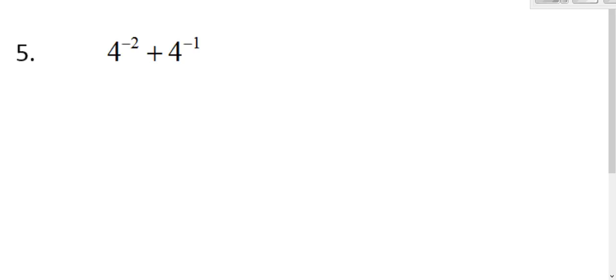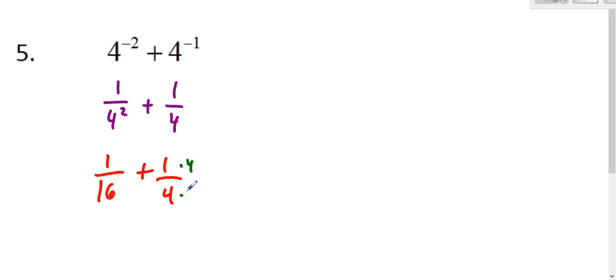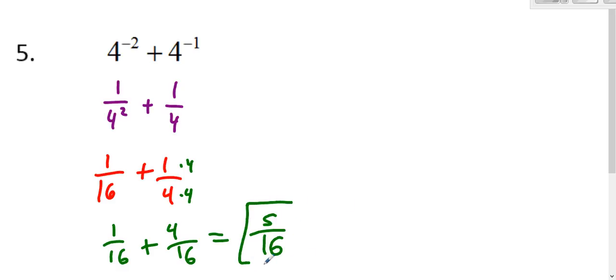This one's a little bit tricky, just the way it looks. But since it's a negative exponent, that really means it's 1 over 4 squared and 1 over 4 to the 1st power. So you can think of that as 1 over 16 and 1 over 4. Since we're trying to add fractions, we need a common denominator, so multiply. Make that be 4/16. So now when we add, we get 5 over 16.